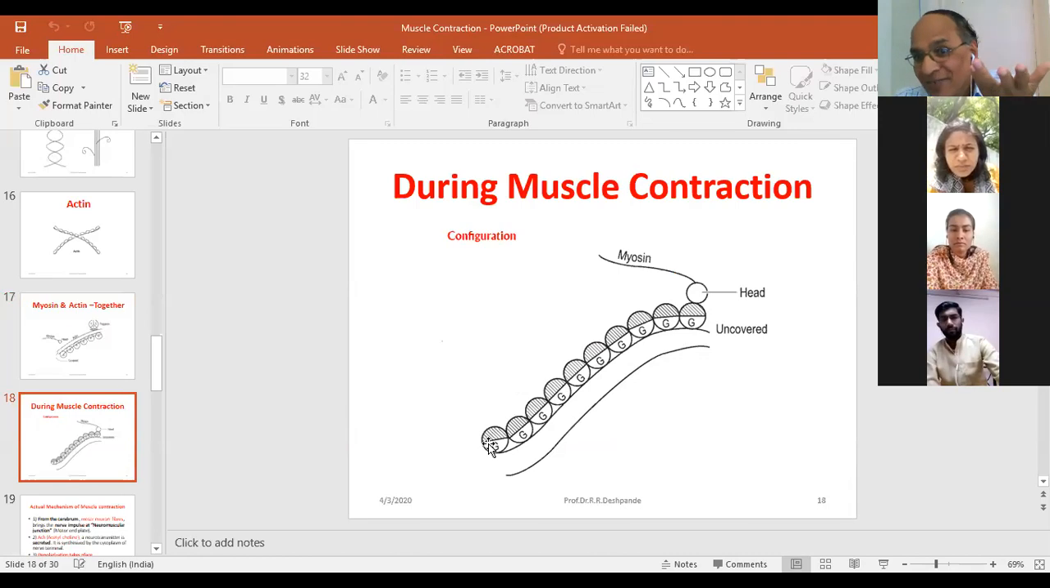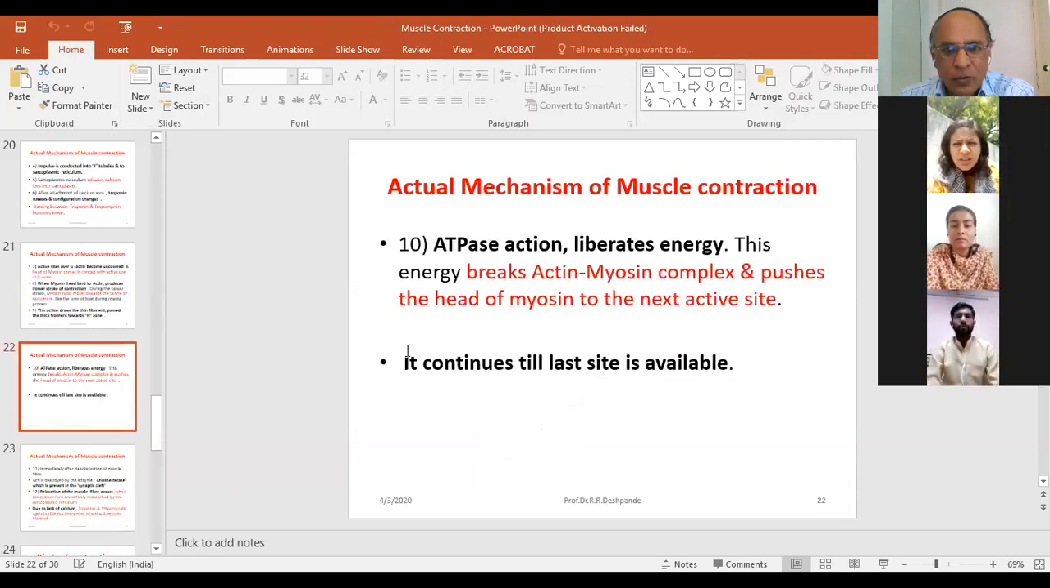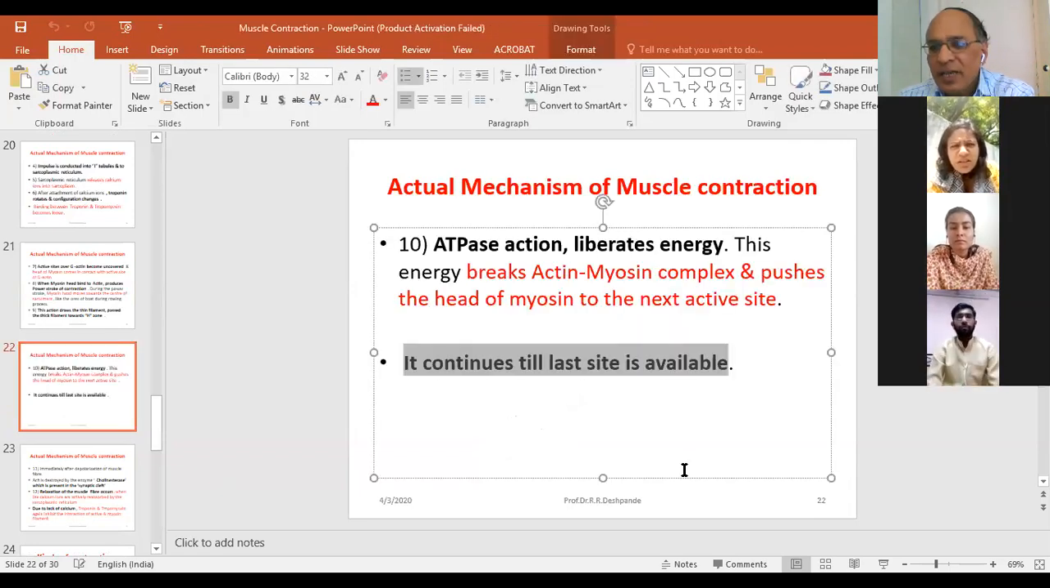And then what next? It's relaxation. Always there is a cycle in the muscle: contraction, relaxation, contraction, relaxation. Remember always. So this is the process of contraction, and after that it is relaxation. Again, we will go back. It continues till the last site is available. Remember this, till the last site.